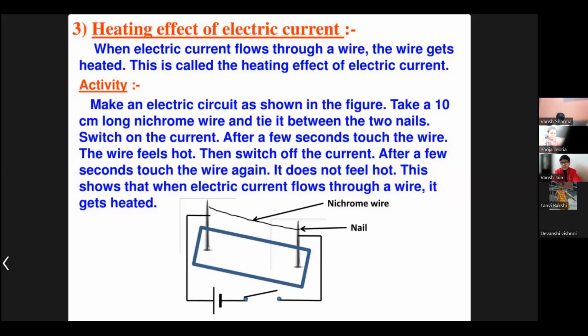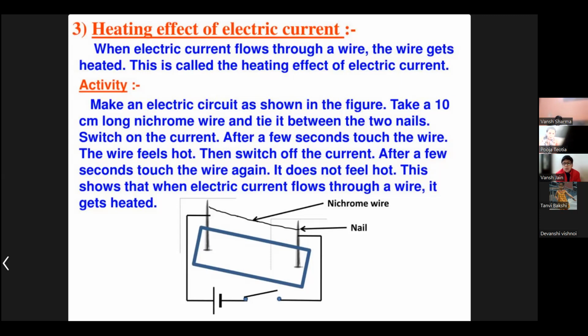So this is the activity. You have to make a circuit. These are two nails, and between two nails we have joined a nichrome wire, and the two ends of the nail are connected with the cell and this switch. When we switch it on, then what happened? The current starts flowing, and when the current flows, what happened? This nichrome wire gets heated. So what does it show? It shows the heating effect of electric current.